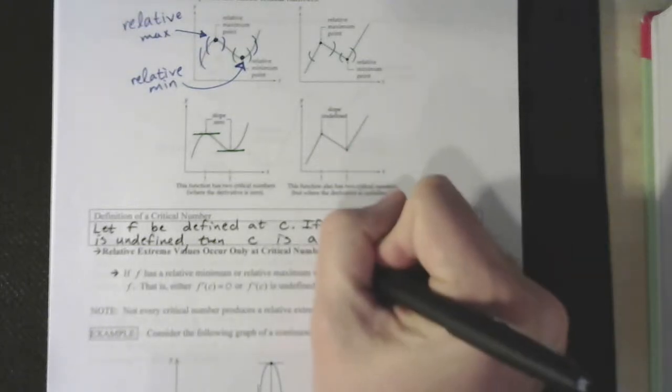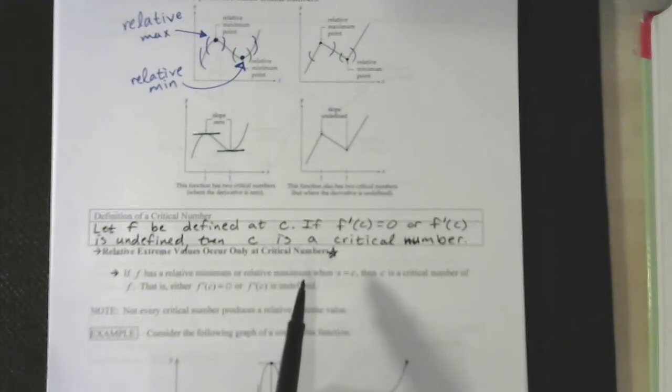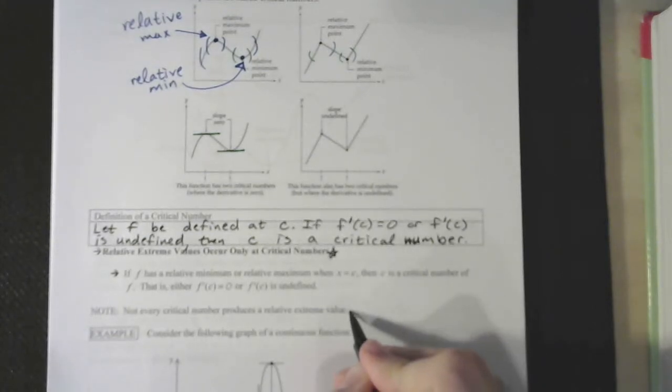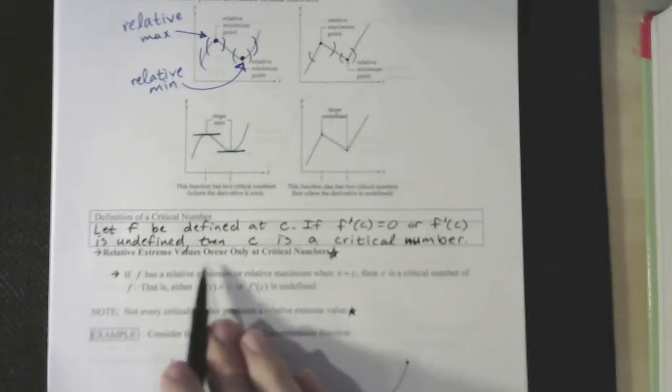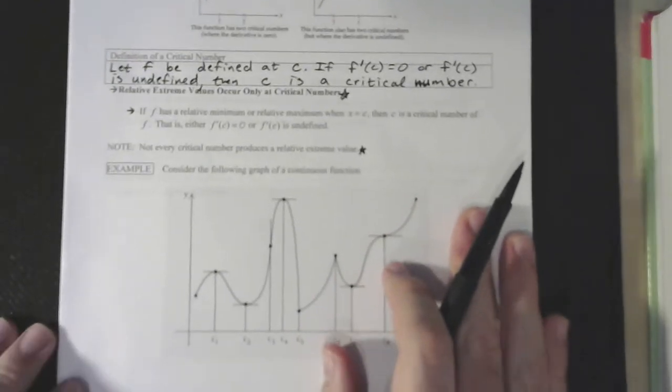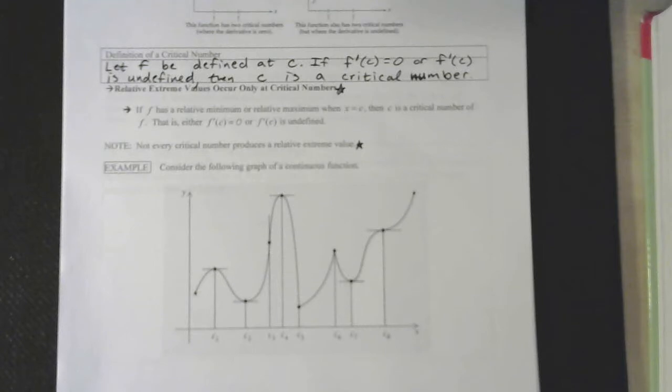You can make a good note of this statement here: relative extreme values occur only at our critical numbers. So if we want to find them, we're going to take our derivative, set it equal to 0, or look where it's undefined. But we do want to note that not every critical number produces a relative extreme value. That's what this line says here. While all of our extremes occur at critical numbers, not every critical number is an extreme. It's not a two-way street. So I have a little graph here, example-wise, to highlight this.